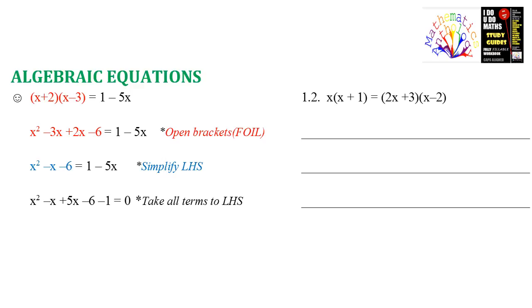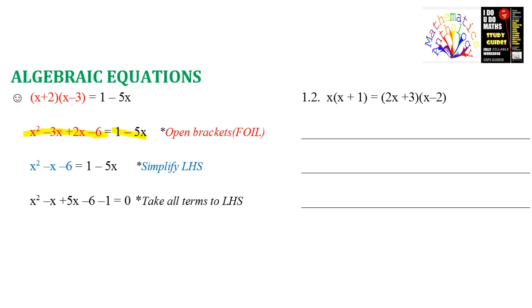So (x + 2)(x - 3), we can open that out using the FOIL method. When you do that, you're going to end up with x squared - 3x + 2x - 6, and that's equal to the 1 - 5x on the right hand side. Right, when you see x squared terms, x terms, and constants, you will be looking at generating a trinomial. So you're going to put your like terms together first and then take everything over onto one side and make it equal to 0.